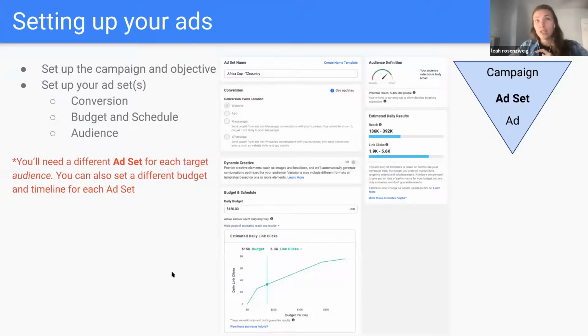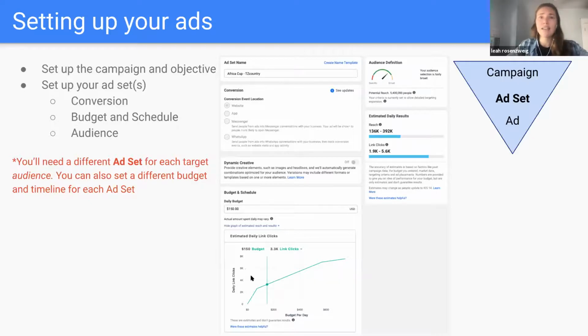So then, after setting up the campaign level, you'll get into the ad set level. Here is where you define conversion, budget and schedule, and your audience. Here you can see that we've clicked going to a website as the conversion event we want to optimize. We've set our daily budget at $150.